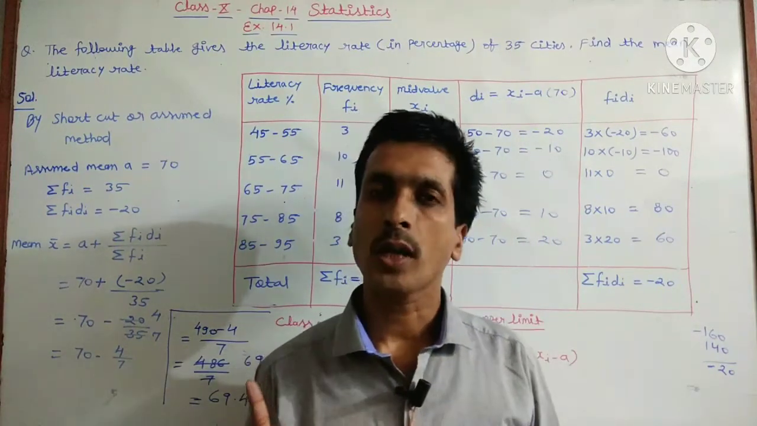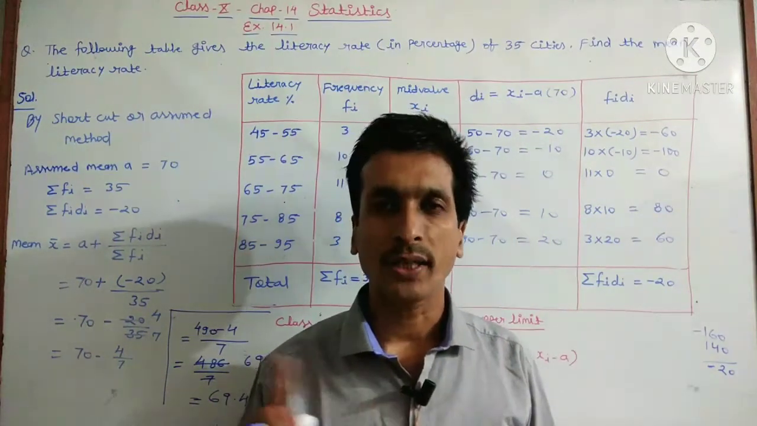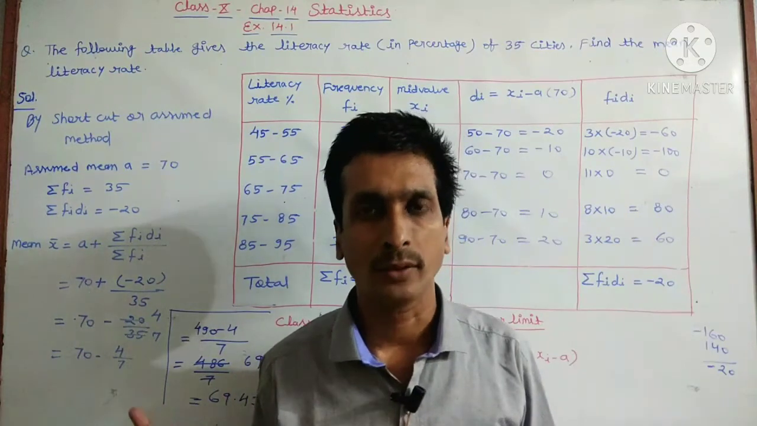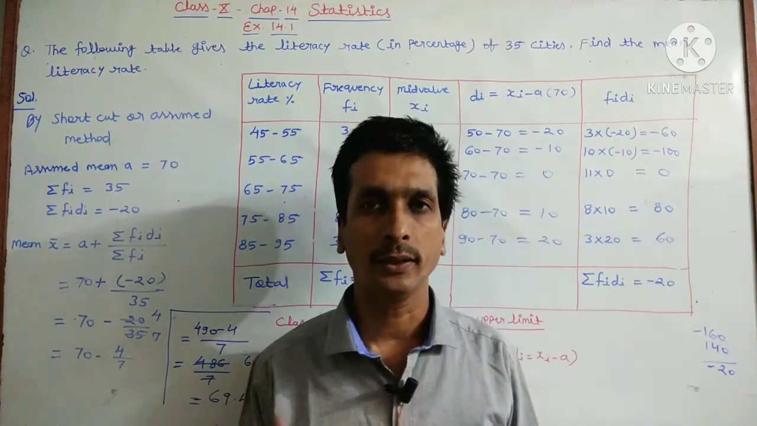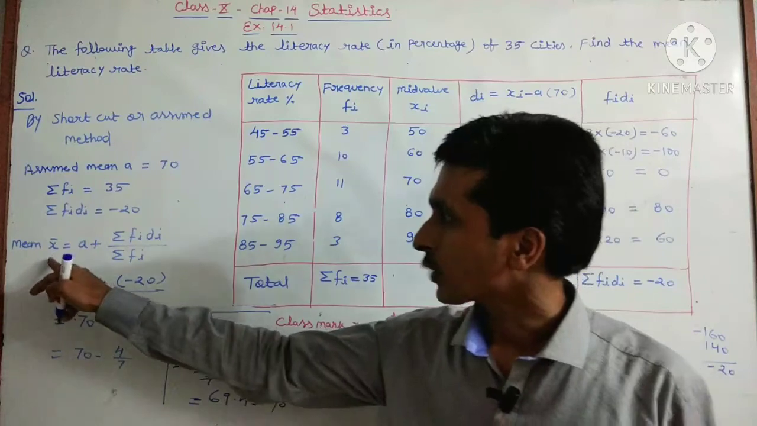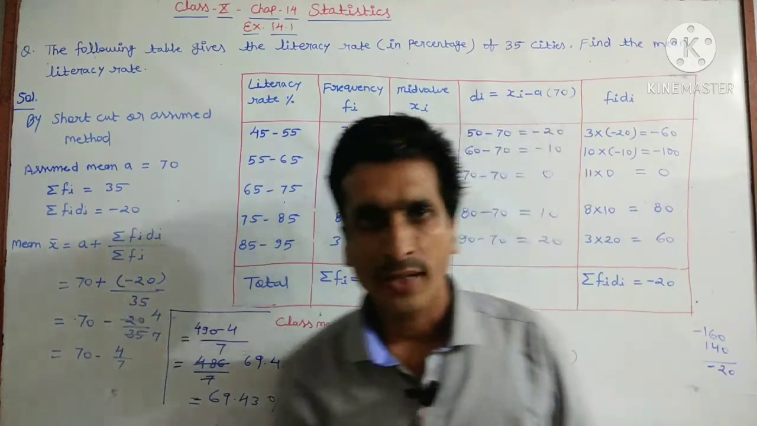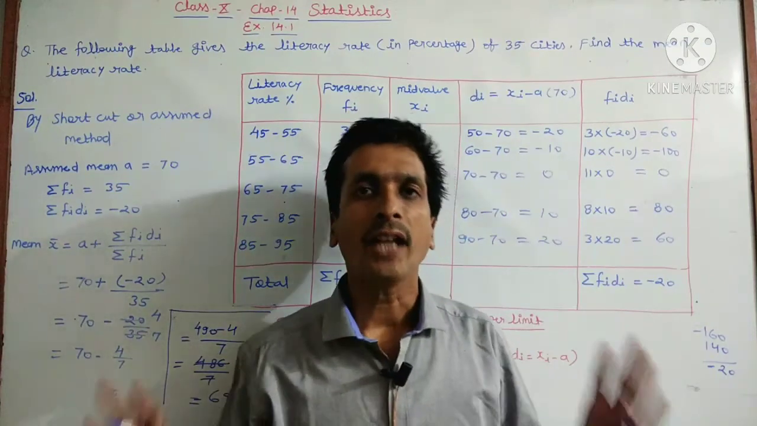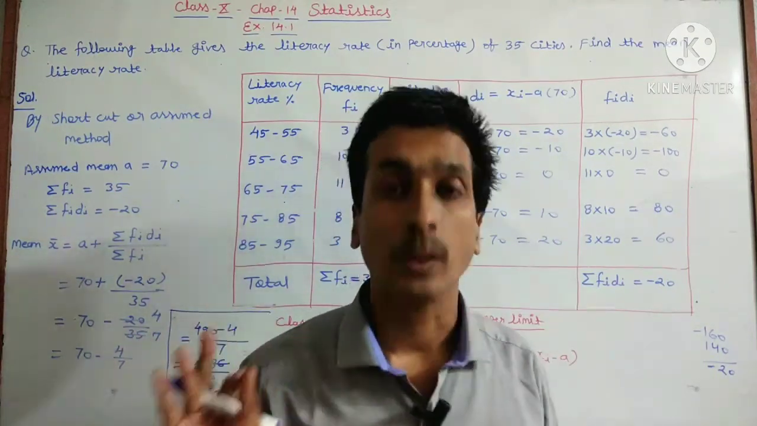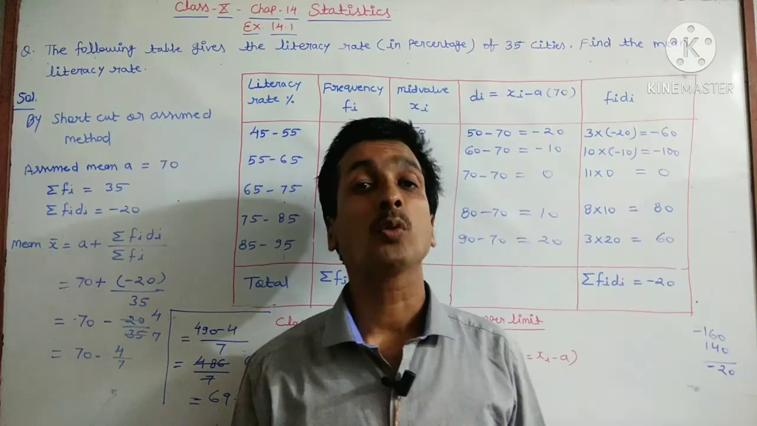So there are only 3 formulas to apply. First one is class mark, second one is di equal to xi minus a, and third one is the shortcut method formula. For the shortcut method, the formula is here. You can see x bar equal to a plus sigma fi di upon sigma fi. So this is very simple, I think you can understand, and if you have any doubt you can ask in the comment section. And thank you very much for watching this video.